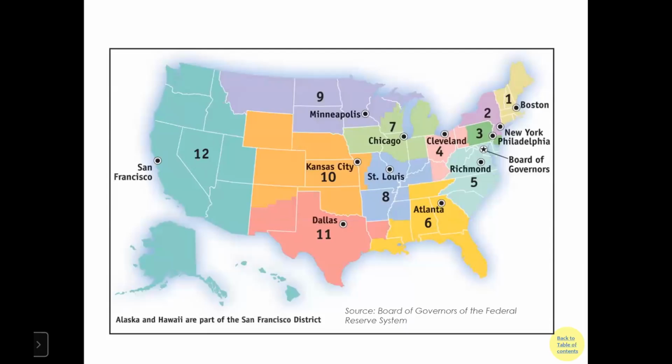So here is a map of the different Federal Reserve Banks. In the middle is the Board of Governors, which is in DC, and then we have 12 districts. Like here, we belong to the Kansas City Fed. This Kansas City Federal Reserve Bank oversees this region, this yellow region, right?